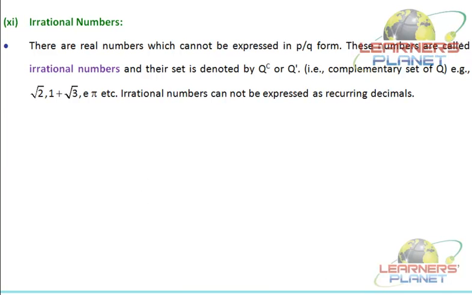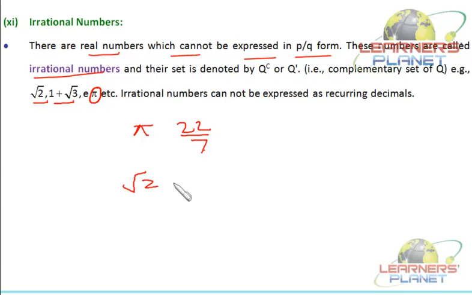Now friends, let's see what irrational numbers are. Irrational numbers are real numbers which cannot be expressed in P by Q form. We have already discussed rational numbers. Rational numbers can be expressed in P by Q form, but these numbers cannot be expressed in P by Q form, so we call them irrational numbers. Let's take examples of irrational numbers. Here we see root 2, an irrational number. 1 plus root 3 is an irrational number. E, that is exponential, is also an irrational number. And a special example of irrational numbers is pi. We generally use the approximate value of pi, that is 22 by 7, but actually the value of pi is irrational, so pi is an irrational number.